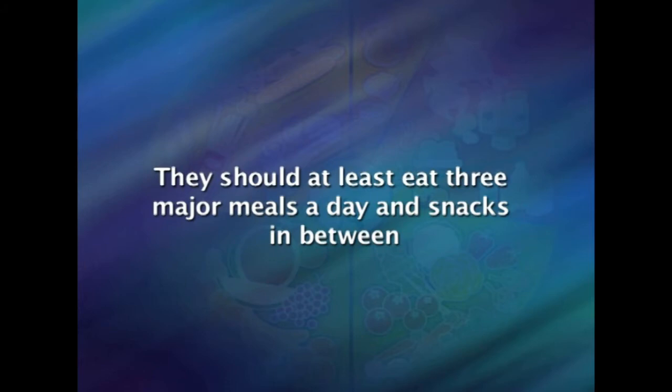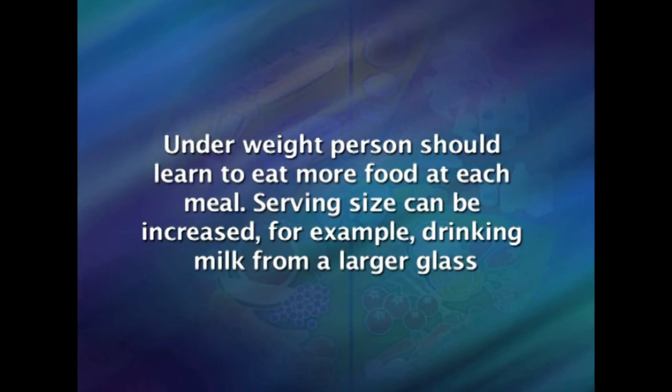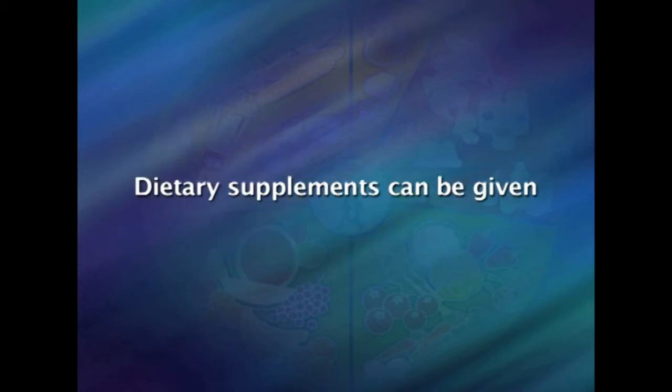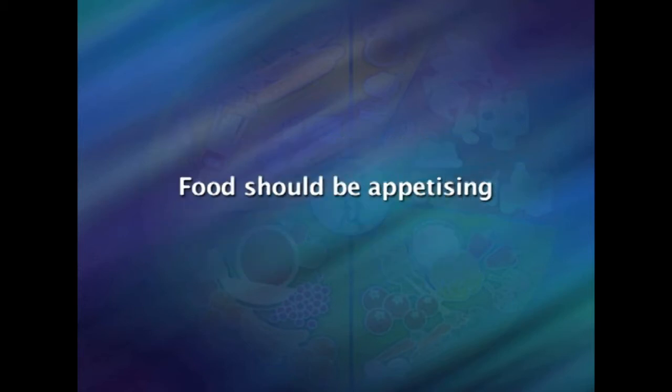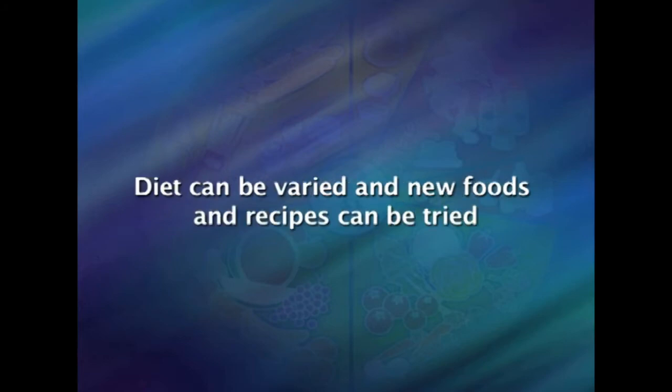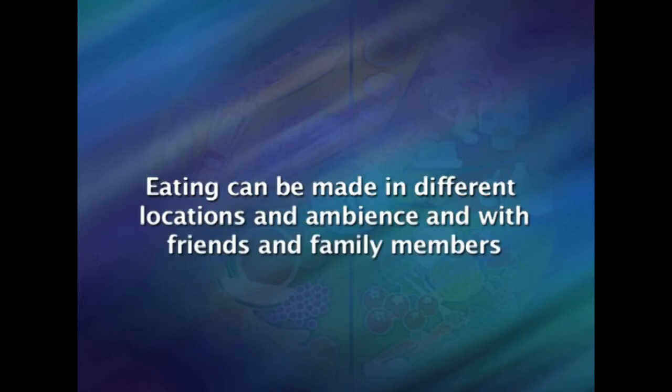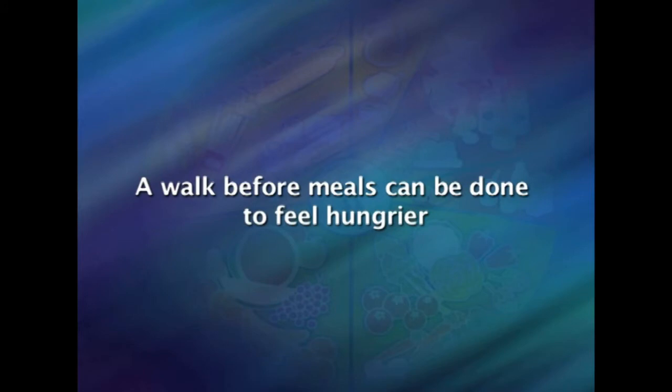They should at least eat 3 major meals a day and snacks in between. An underweight person should learn to eat more food at each meal. Serving size can increase. For example, drinking milk from a larger glass is very good. Dietary supplements can be given. Food should be appetizing. Diet can be varied and new foods and recipes can be tried. Eating can be made in different locations and ambience and with friends and family members. A walk before a meal can be done to feel hungrier.